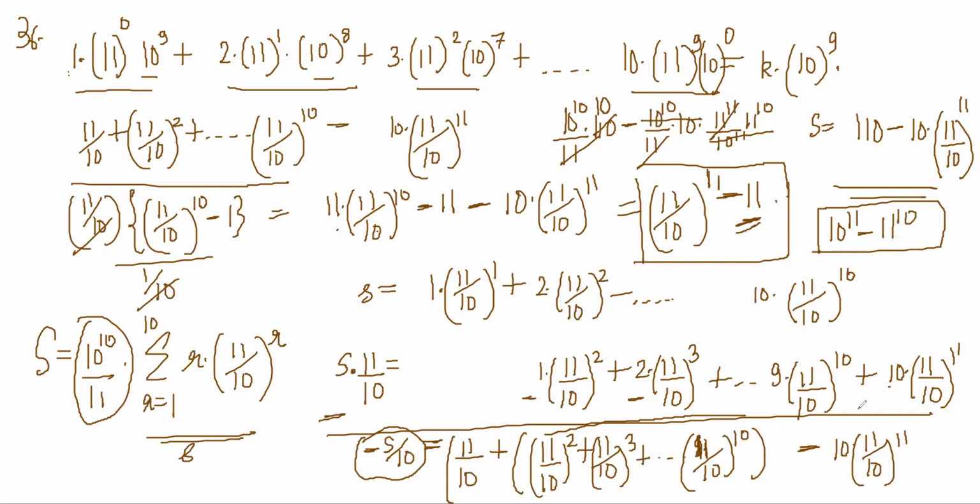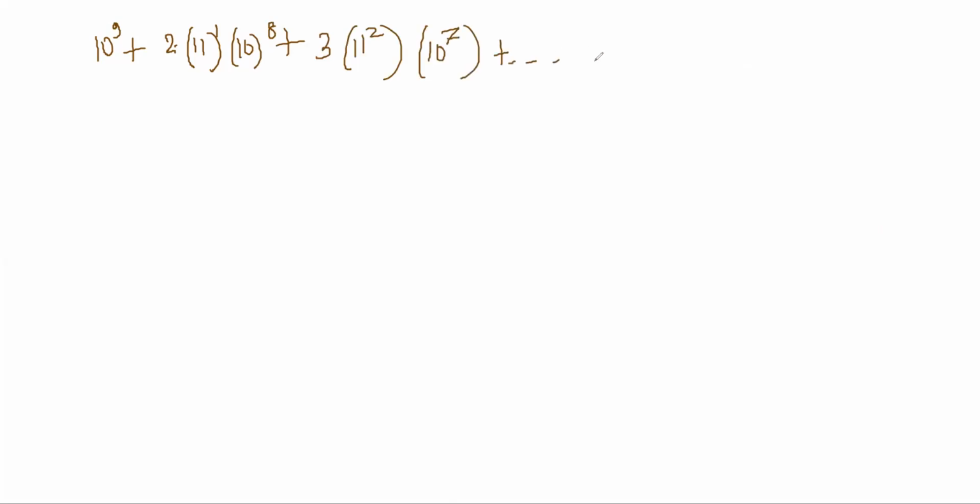Somewhere I made some mistake. I cannot find it on the screen. Let's try it one more time, maybe we can figure it out. 10 power 9 plus 2 into 11 power 1 and 10 power 8, till 10 into 11 power 9 is equal to k into 10 power 9.